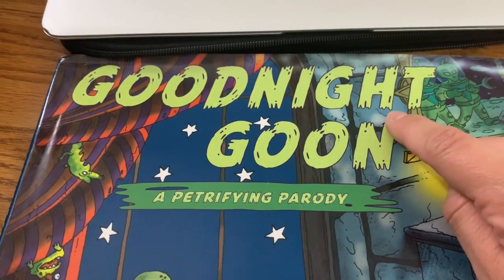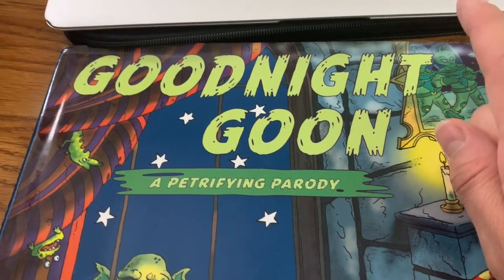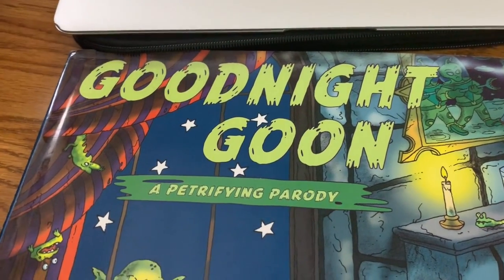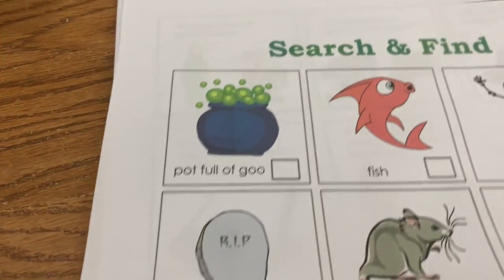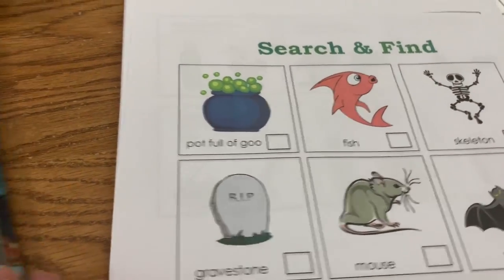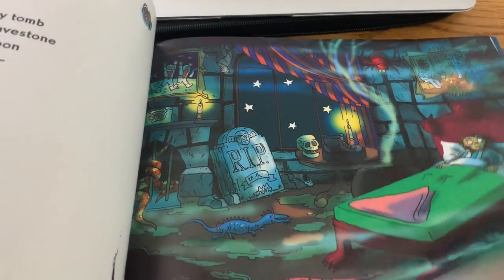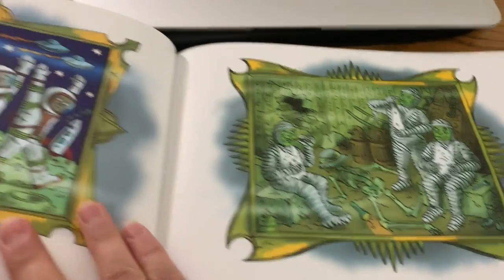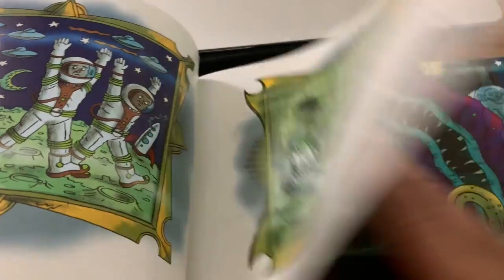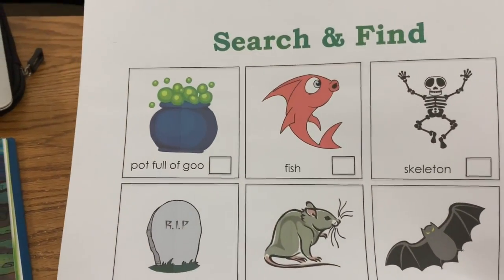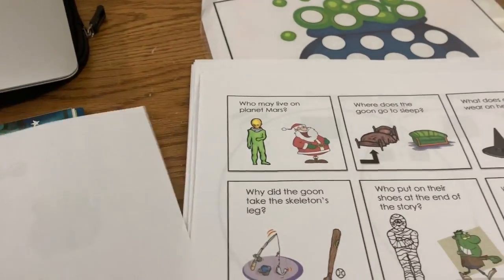Goodnight Goon is great for working on the G sound, and you probably know why, because it repeats Goodnight Goon several times throughout the book. So I have a fun little search and find. Goodnight Goon is visually appealing. There's a lot of random creepy things throughout the book, and this keeps some kids' interest. They try to look for certain stuff. Okay, I have a visual WH question sheet.